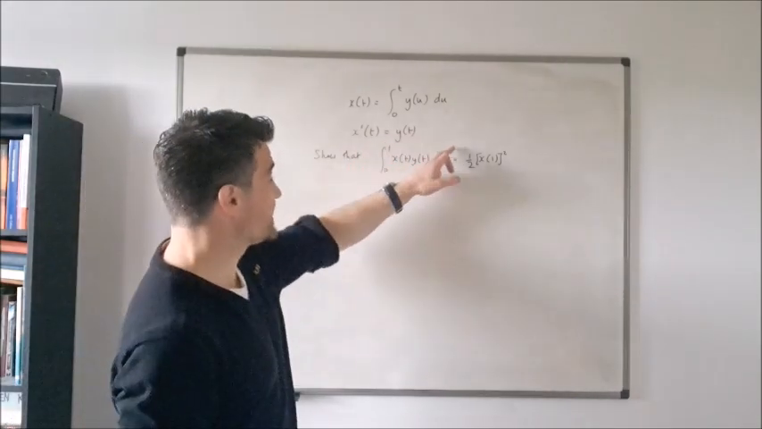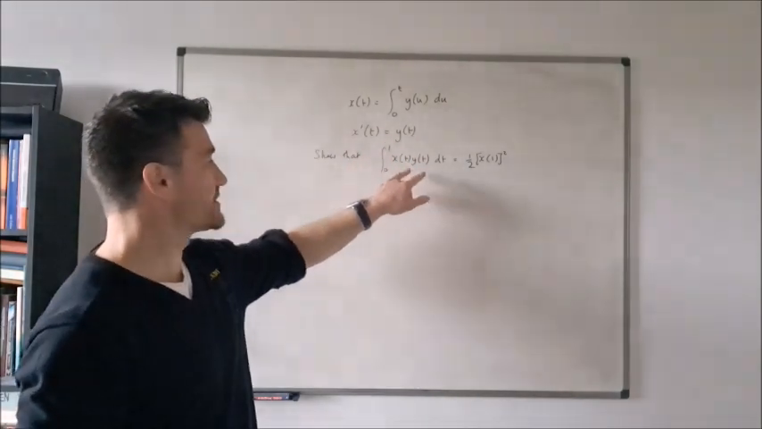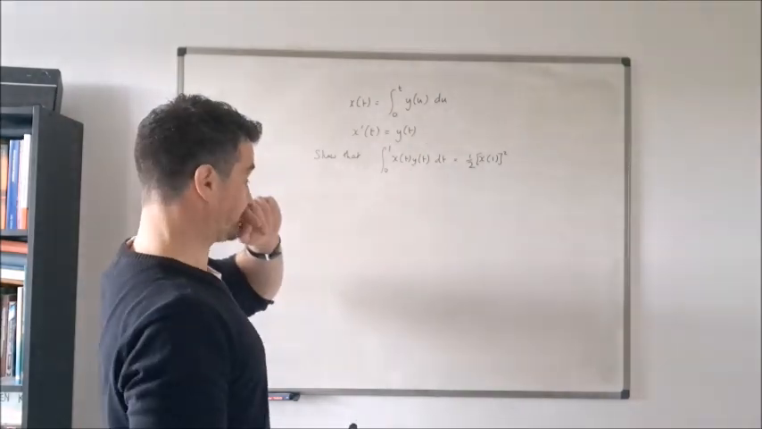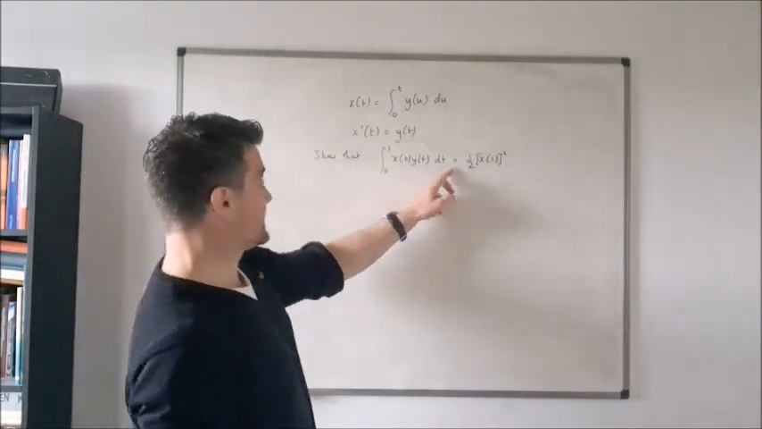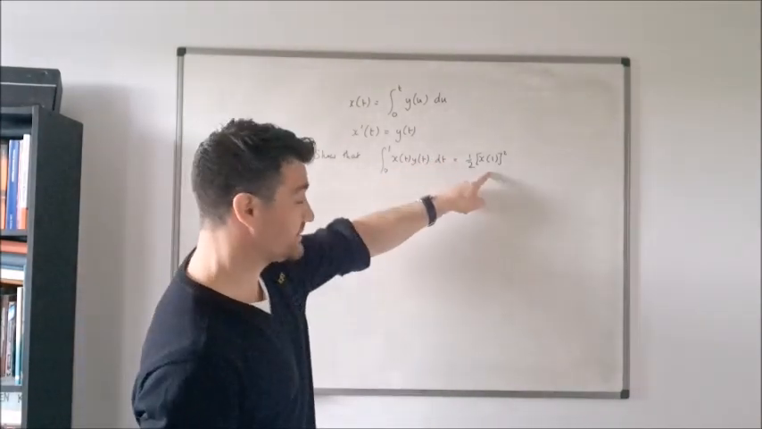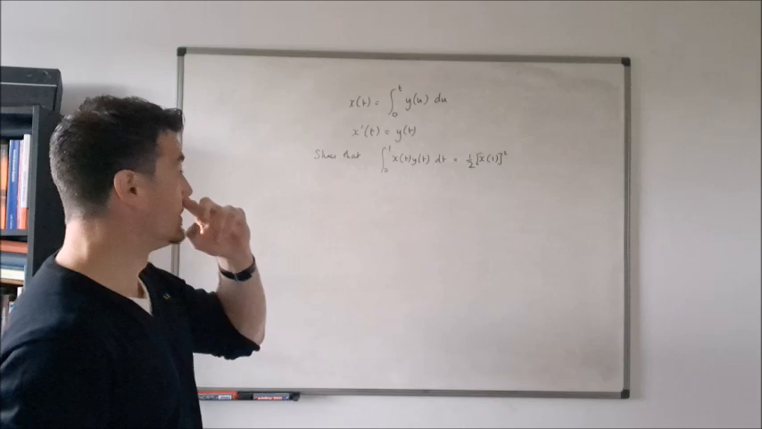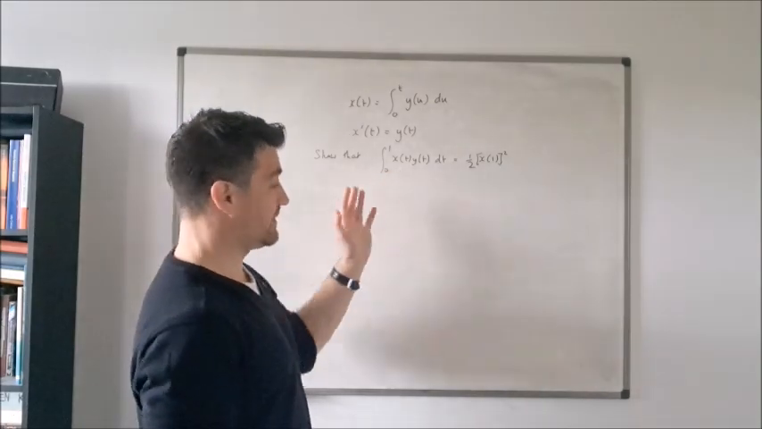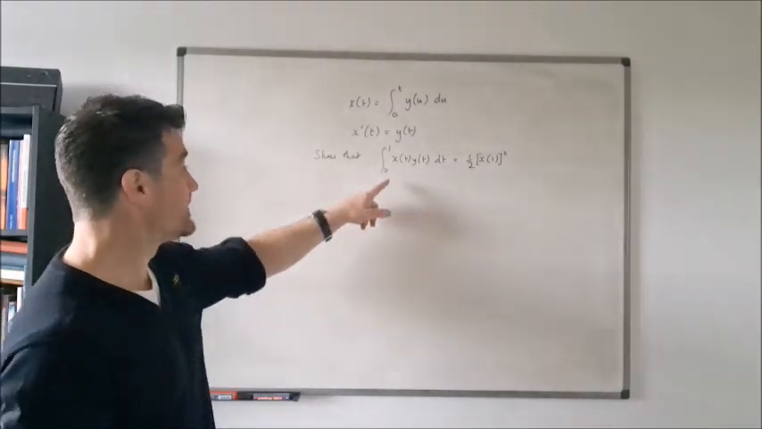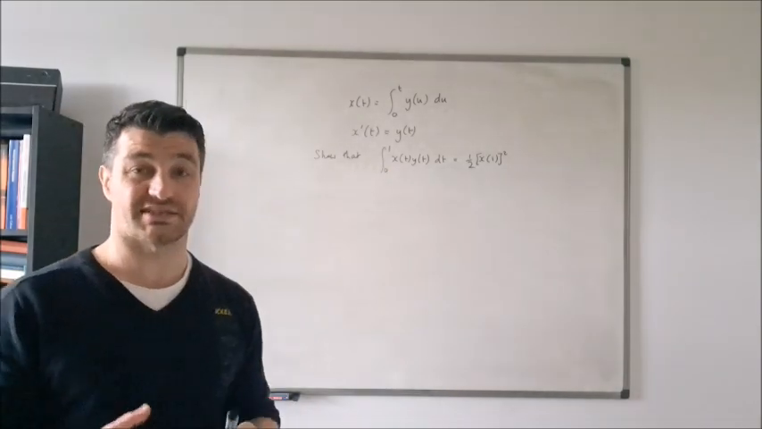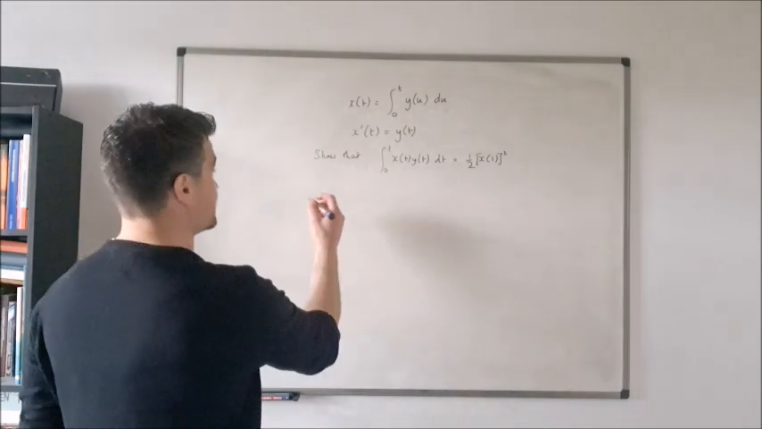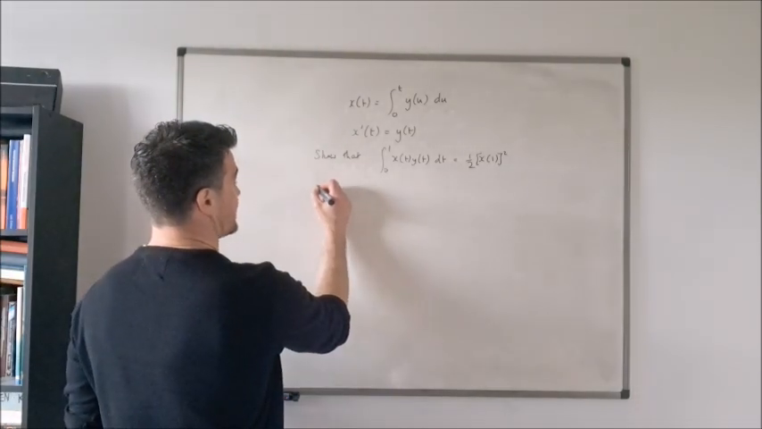What I noticed here is that I've got a product of functions. If I want to show that this is equal to this, then in theory I can go either from here to here or from here to here. It seems easier to me to start with the left-hand side. And because you've got the product, this kind of screams integration by parts. So let's go for it. Let's try integration by parts.